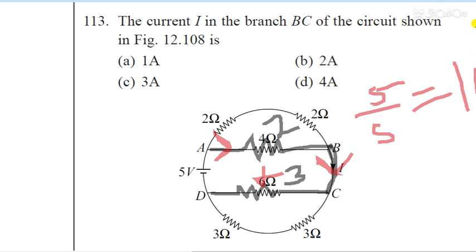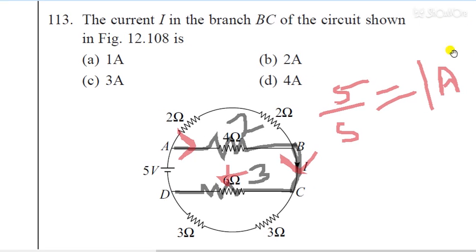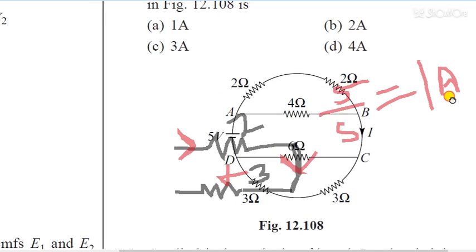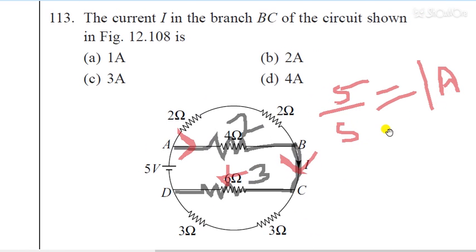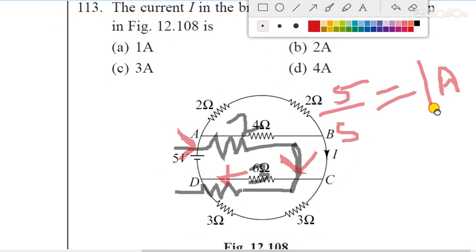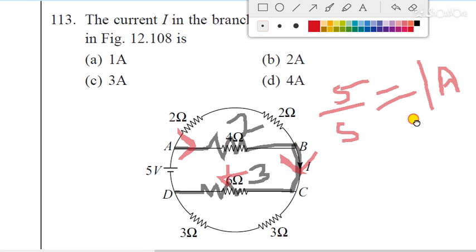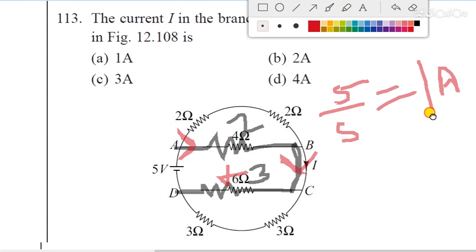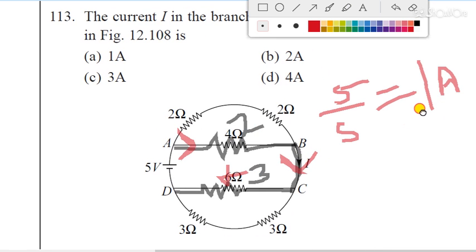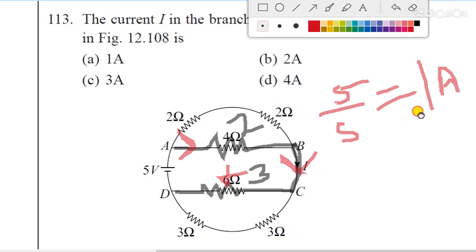I hope this screen is visible. Not okay. I hope now it is visible. Total current will be 1 ampere flowing. If he asks you about current through other branches, let me set it on the diagram. Students, wait for 1 minute, due to some technical issue. Okay, now resolved. So students, 1 ampere current will flow.